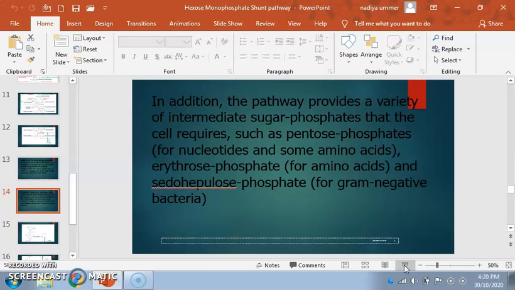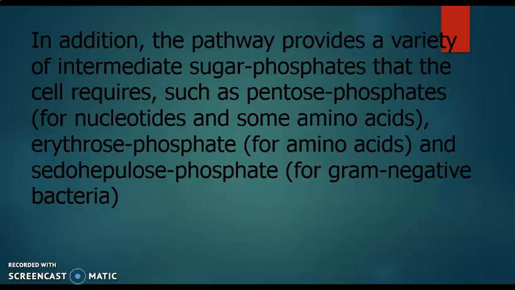So in the last class we gave an introduction to the hexose monophosphate pathway. We have reached the point that this hexose monophosphate pathway provides a variety of intermediate sugar phosphates that the cell requires. For example, pentose phosphates. These pentose phosphates are used for the synthesis of nucleotides, that means nucleic acids such as DNA and RNA, and also for some amino acids.